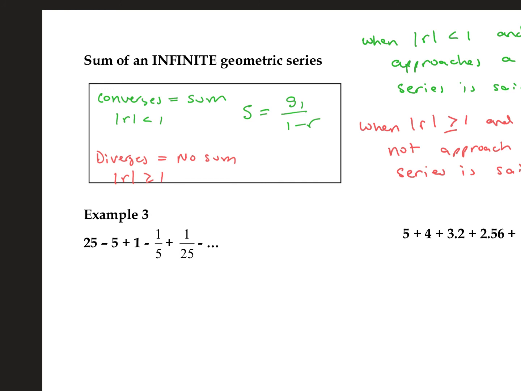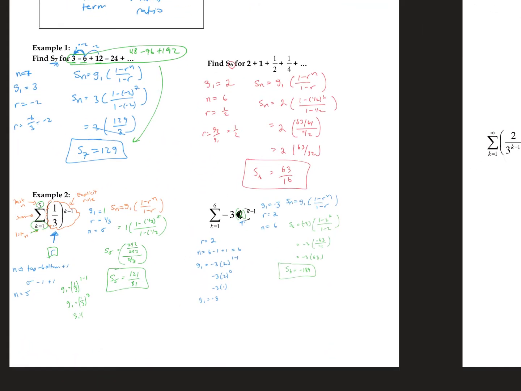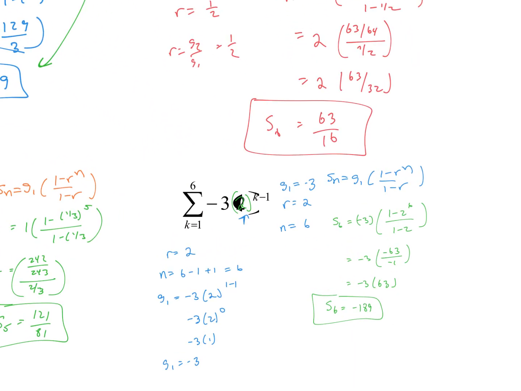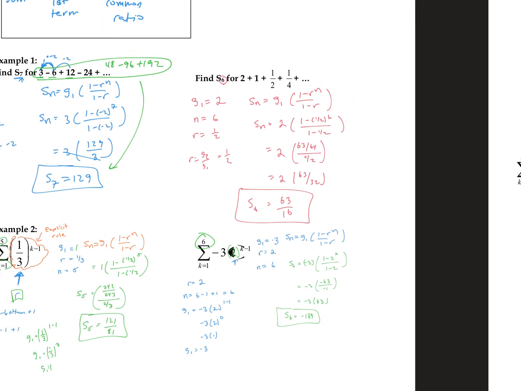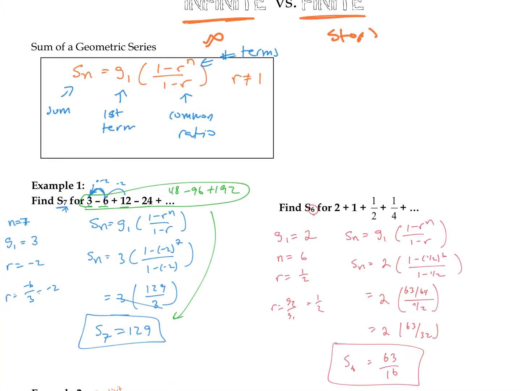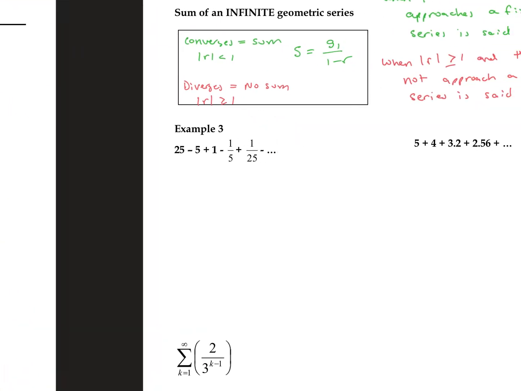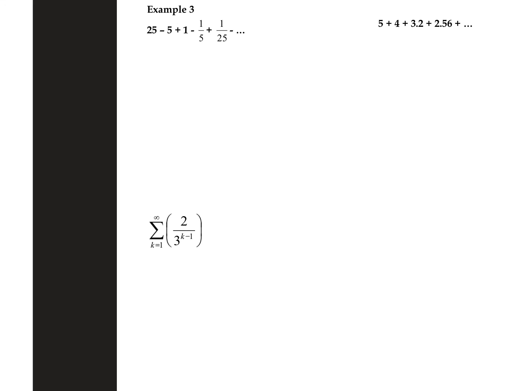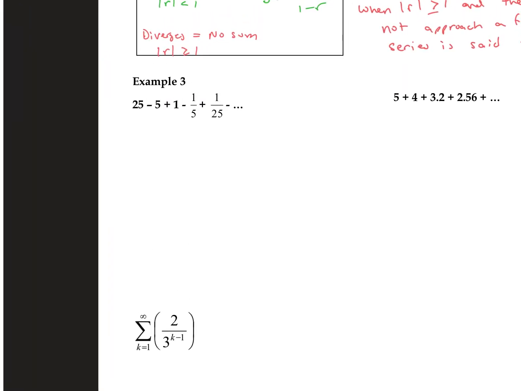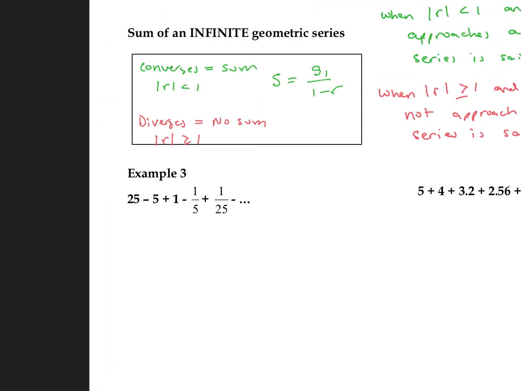So that's kind of what we're going to use here. If it's finite, which means it ends, I give you a stopping spot, like this has a number up top. It's finite, so we have to use this big, long formula. Infinite, if you look down here, we have the infinity sign, or it doesn't give you a stopping spot. So we're going to have to figure out, does it converge or does it diverge? If it converges, we have a formula to use. If it diverges, your answer will be no sum. So let's take a look at a couple of these.